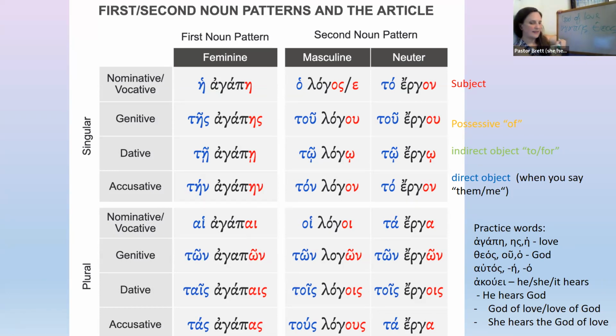If we wanted to say the love of God, and we could say the, how would you say that? He agape theu. He agape theu. Very good. He is the definite article the. Agape theu. Yep, good job.